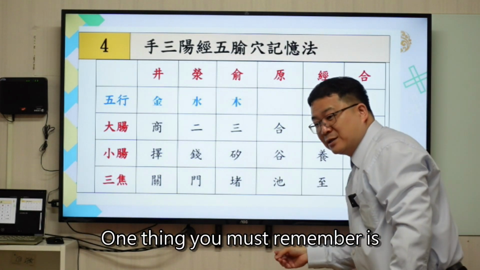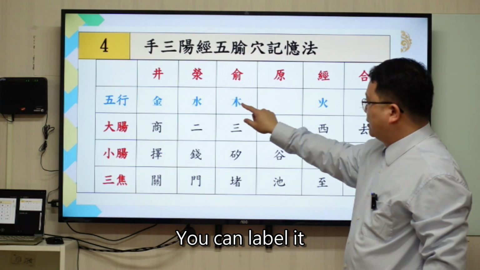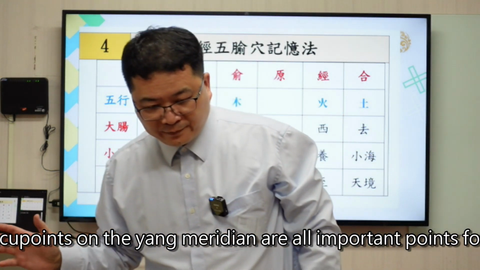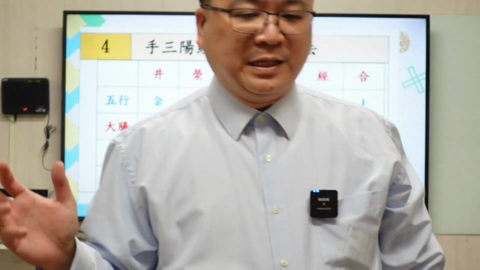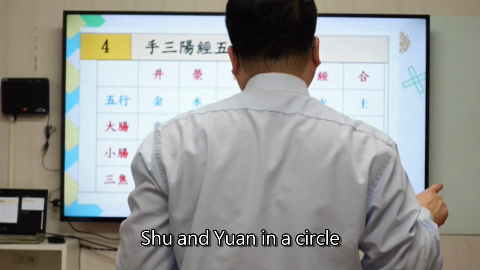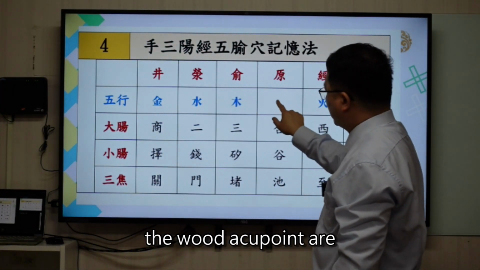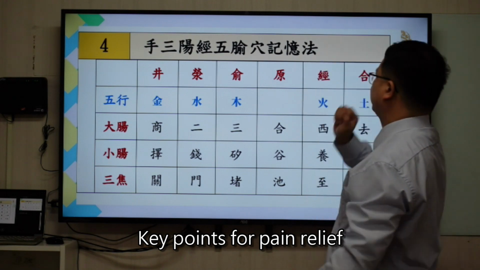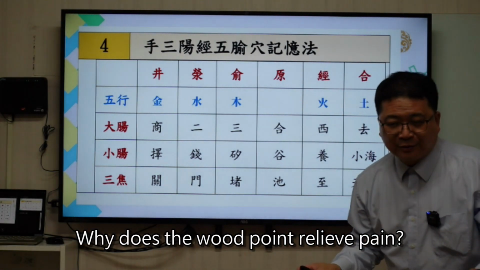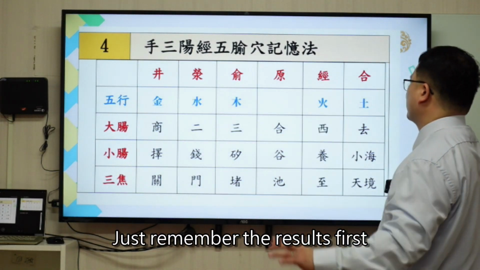One thing you must remember is the wood acupoint of the Yang meridian. You can label it. The wood acupoints on the Yang meridian are all important points for pain relief. You can put these two, Shu and Yuan, in a circle. The wood acupoints are key points for pain relief. Why does the wood point relieve pain? We'll talk about this again when we have the chance. This is a little more in-depth. Just remember the results first.